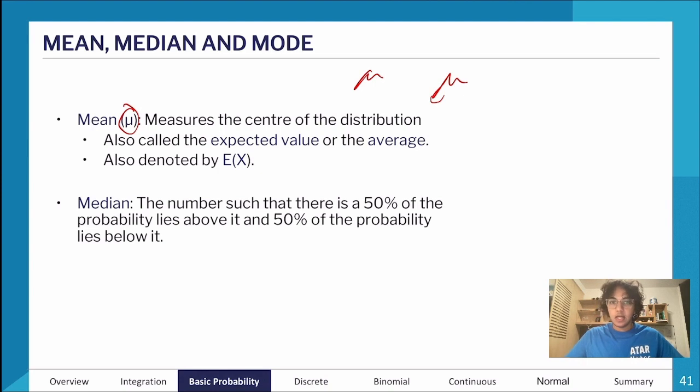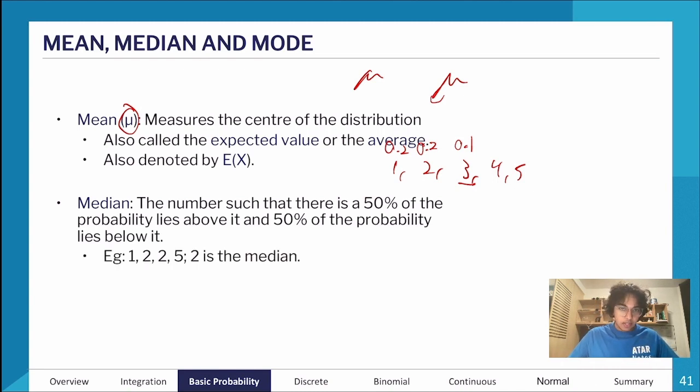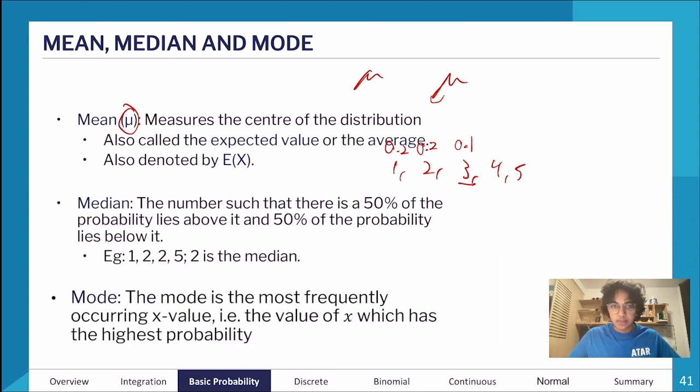The median is the value where 50% of the values lie above it and 50% lie below it. So if I have 1, 2, 3, 4, and 5, the probability of 1 occurring might be 0.2, the probability of 2 occurring might be 0.2, and the probability of 3 occurring is 0.1. So then the median value is 3 because 50% of the probability lies below it and 50% lies above it, more or less. So that's a median. In this case, you've got 1, 2, 2, and 5. 2 is the most likely common thing, so it's also smack bang in the middle, so that's the median.